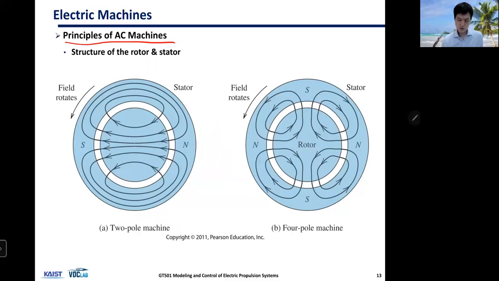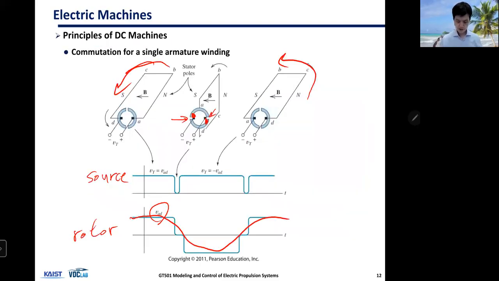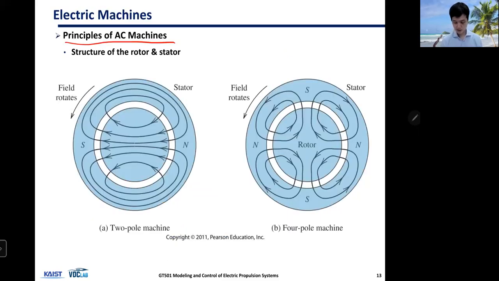For AC machines, the main difference between DC versus AC machine is that your power source is alternating voltage. So maybe if we design this properly, we don't have to have this device, which is this brush mechanism. Okay, so basically that's the key difference between DC versus AC machines.